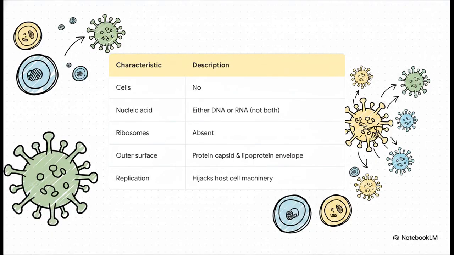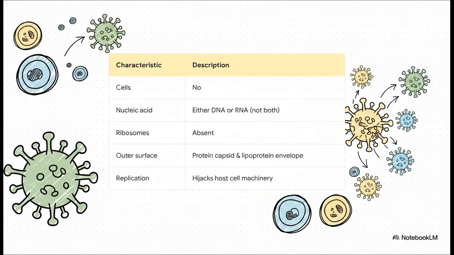And you can see that difference right away in their stats. Are they cells? Nope. Do they have ribosomes to make their own proteins? Nope. They are completely helpless on their own. They can't reproduce. To do anything, they have to invade a living cell, like one of ours, and hijack its internal machinery to make more copies of themselves.